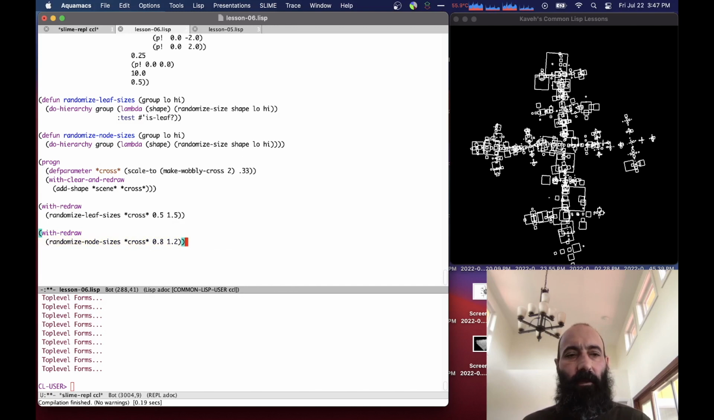All right, so that was a little overview of hierarchies and the fun you can have with them, and self-similar shapes and fractals, and using recursion to create geometry in Lisp.